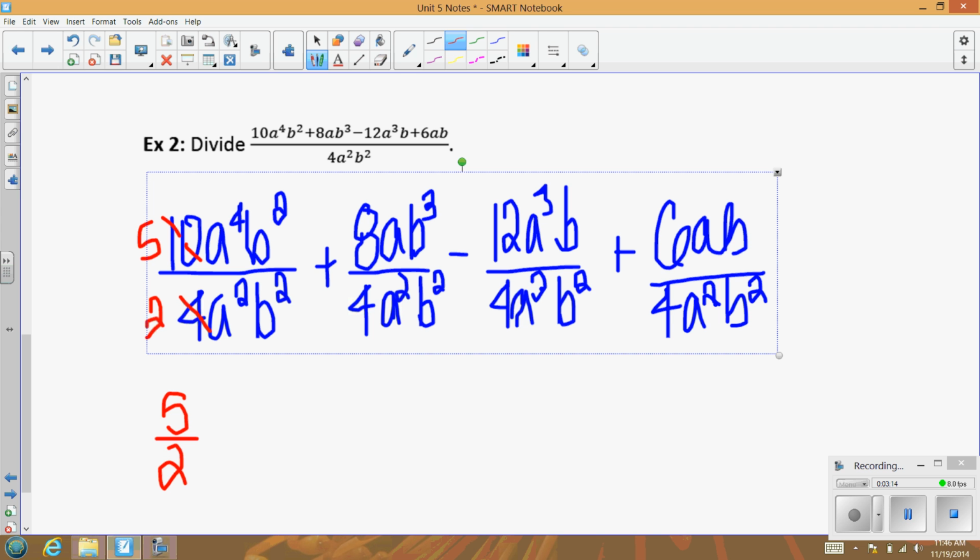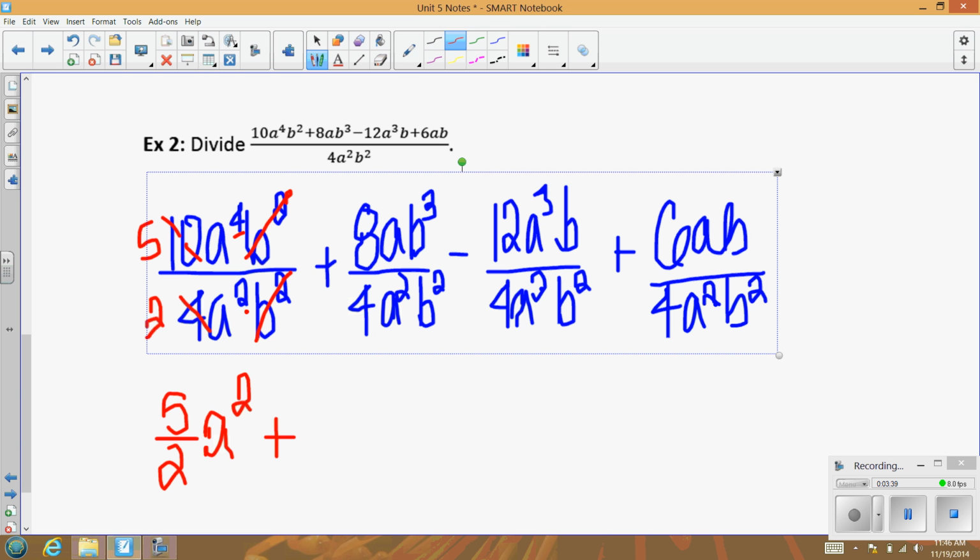Then I'm going to keep my base of a, and I'm going to subtract the exponents, so the 4 and the 2. So 4 minus 2 gives me 2. Then I'm going to do the next piece here, which is b squared divided by b squared, which is the same thing, so they really just cancel each other out and become 1. So b squared divided by b squared is just 1. And then I move on to the next term.